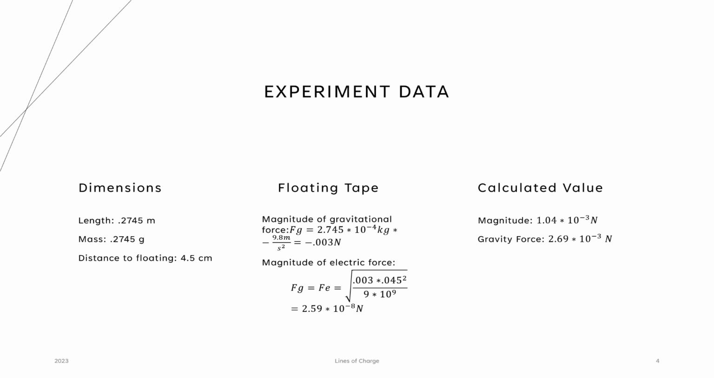Using the constants, I found the magnitude of the gravitational force was negative 0.003 newtons. And using Newton's third law, I found that the magnitude of the electric force was 2.59 times 10 to the negative 8. And plugging these numbers into the code gave me a magnitude of 1.04 times 10 to the negative 3 newtons and a gravitational force of 2.69 times 10 to the negative 3 newtons.